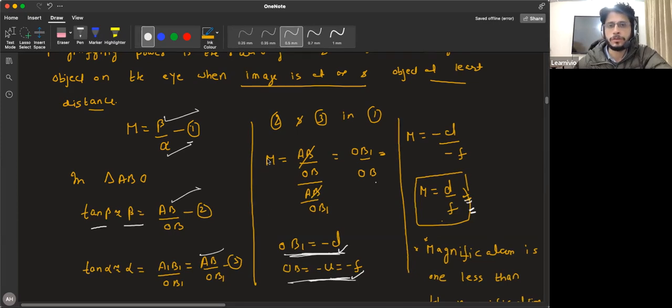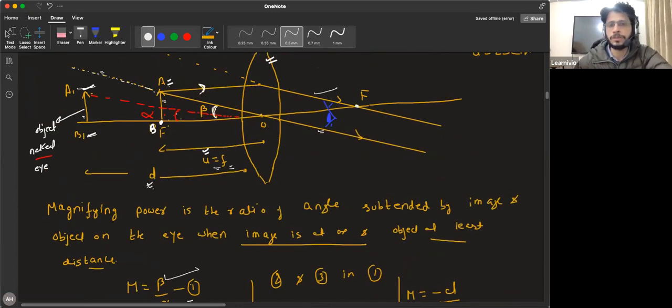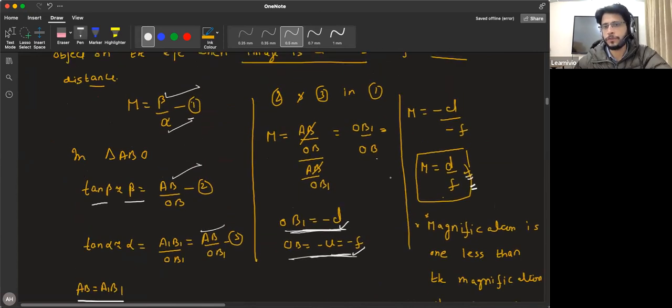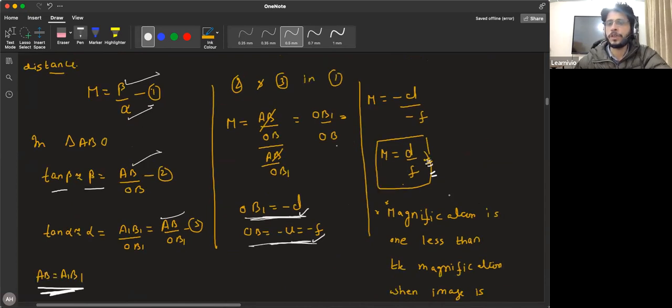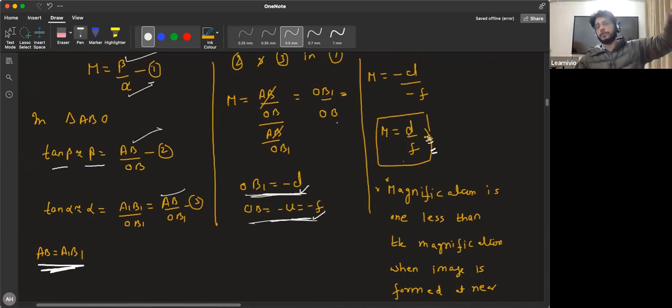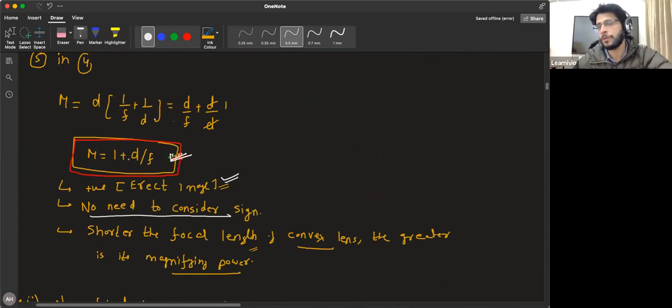See OB here? O to B here. This is nothing but the focal length. So you can say that your OB is minus F. So when you put these things here, minus D, minus F, minus cancel out, it's D by F. So magnification is D by F when your final image is at infinity. When your final image was at least distance, your image magnification was 1 plus D by F.